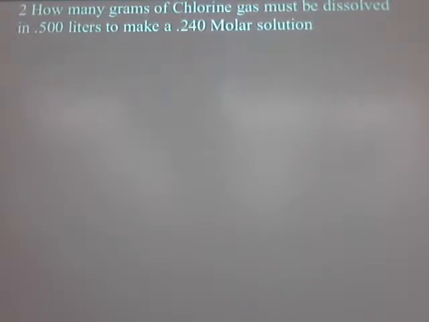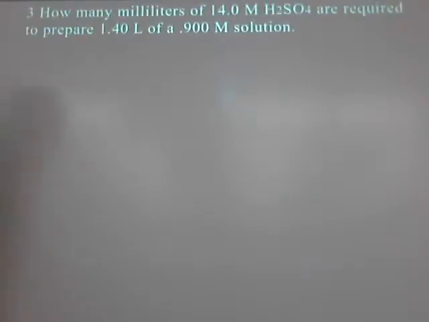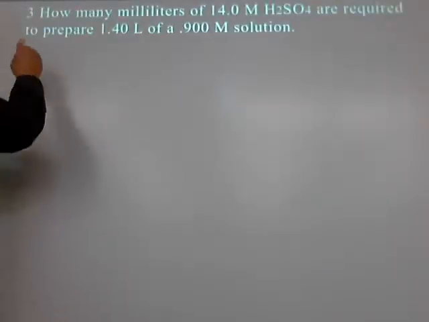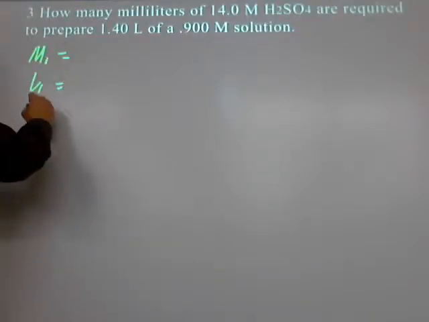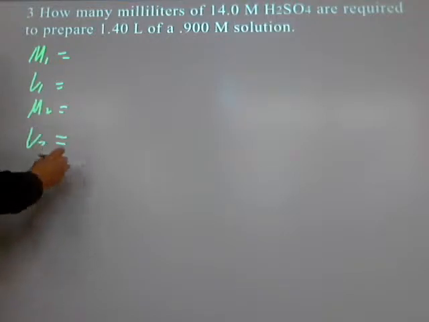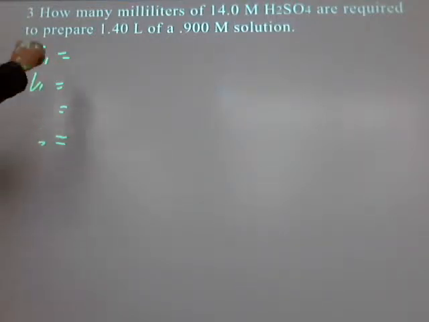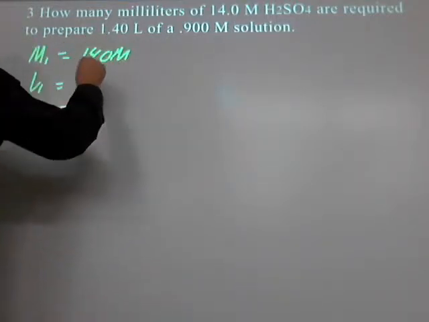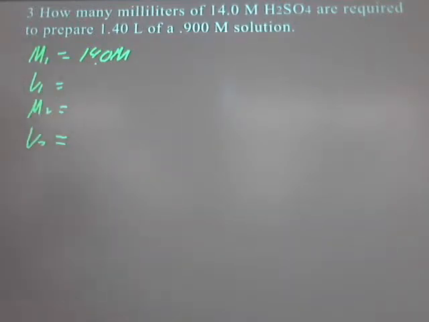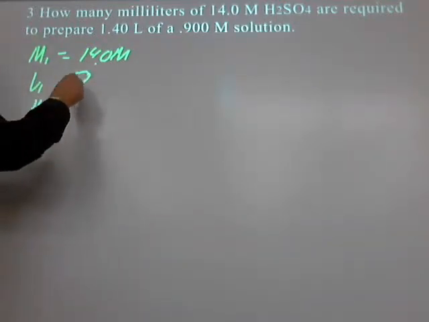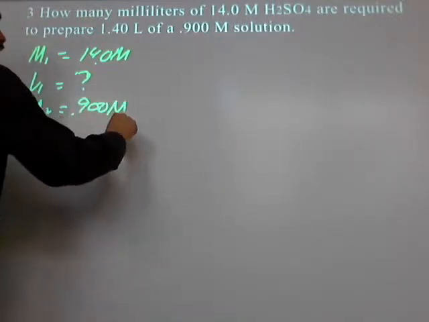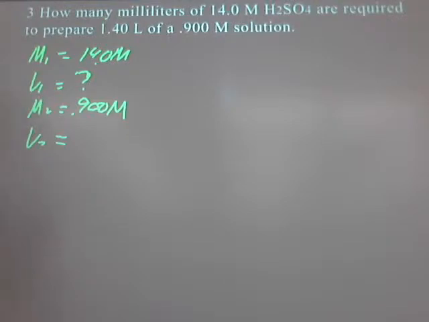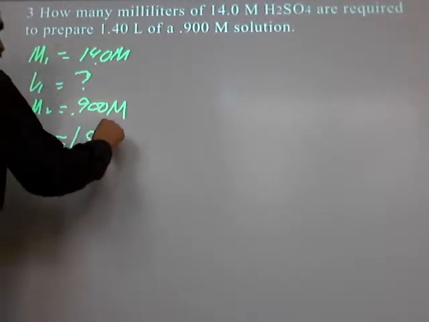All right, last one is a dilution one. If you look at the dilution one, you know what to do on these. M1V1 = M2V2. Your initial concentration is 14.0 molar. And it wants to know how many milliliters of that stuff you need, so that's your unknown. Your M2, what are you trying to get? You're trying to make 0.900 molar. You had a lab where you had to do this kind of stuff. And your V2, how much of it you need, is 1.40 liters.